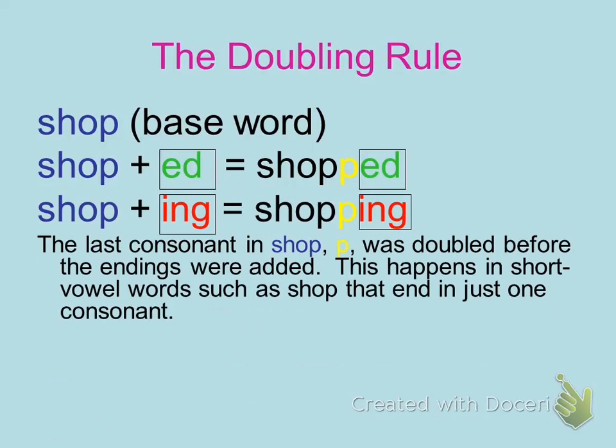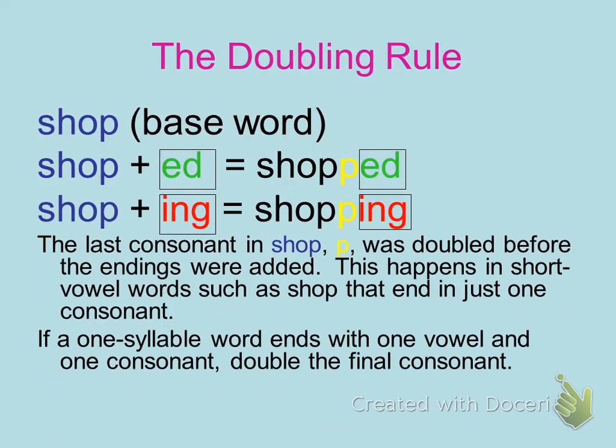The last consonant in shop, P, was doubled before the endings were added. This happens in short vowel words such as shop that end in just one consonant. If a one-syllable word ends with one vowel and one consonant, double the final consonant.